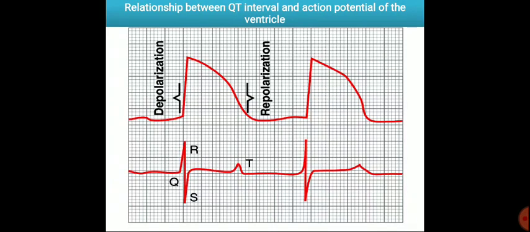Now the picture showing the depolarization and the repolarization. QRS is the depolarization and the T wave is because of the repolarization.